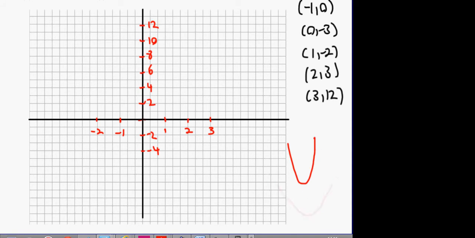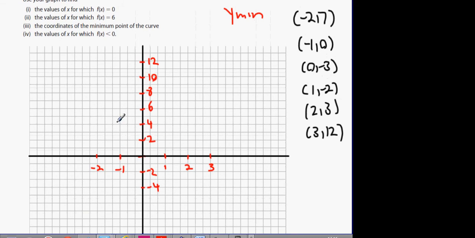Okay, so now we're going to draw our points. Minus 1, 0. Oh, sorry, minus 2, 7. Here. What's the next one? Minus 1, 0. Here. 0, minus 3. Located here. 1, minus 2. Located around here. What about 2, 3? 2, 3 is here, and 3, 12 is in here.